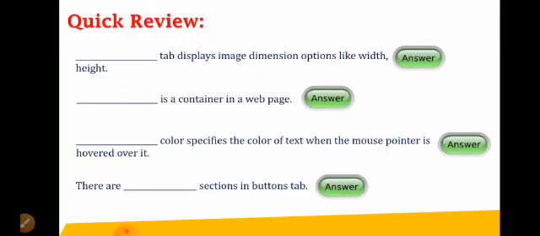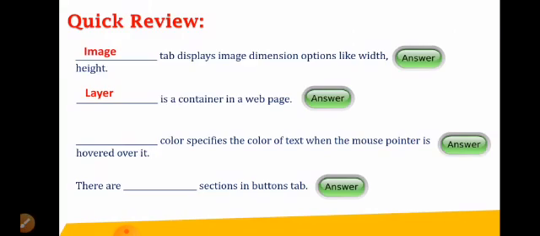Then now it is your question time. Dash tab displays the image dimensions options like width and height. The answer is image tab. Okay, the image tab displays image dimensions options like width and height. Second one, a dash is a container in a web page. The answer is layer.